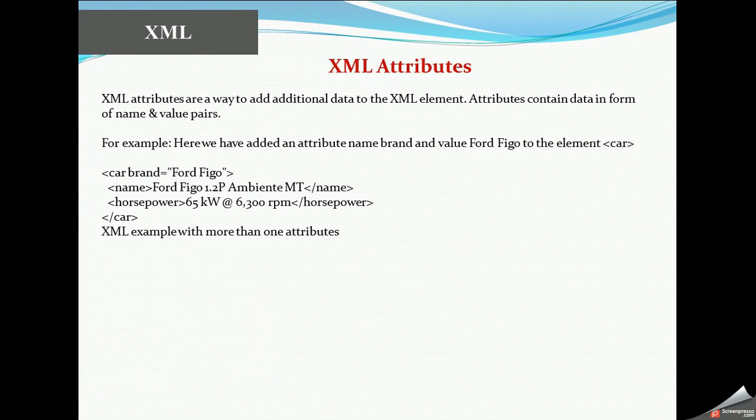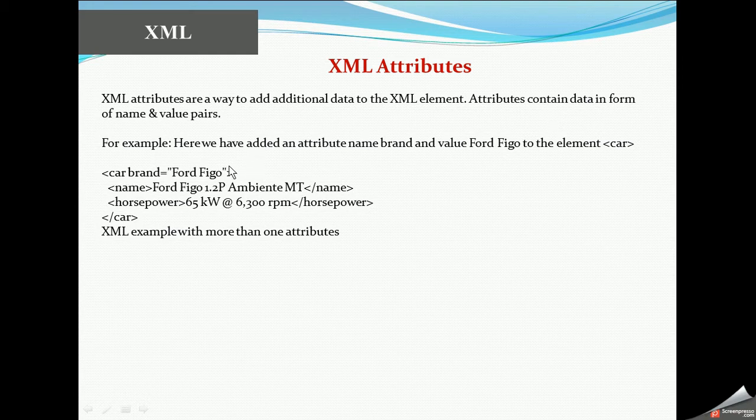Now coming to XML attributes. As I have mentioned earlier, attributes contain some extra information. If I am using an image and I am writing img src, src is the attribute and it is giving some extra information to the image tag. In the same way, XML attributes are a way to add additional data to the XML elements. To the XML element, we are adding some extra information.